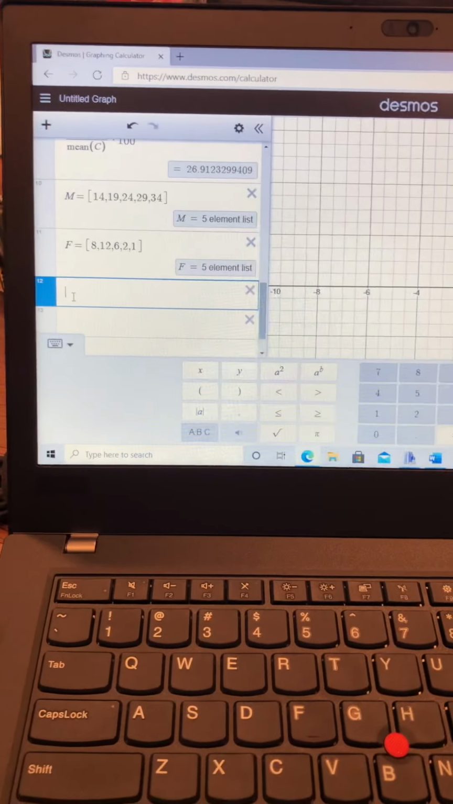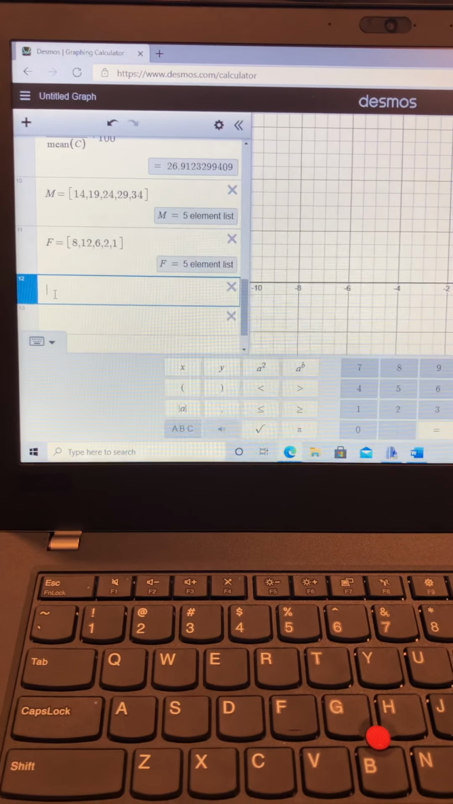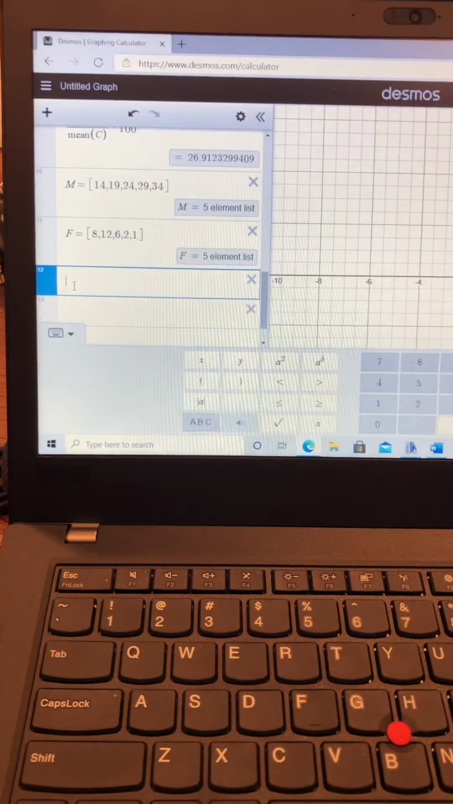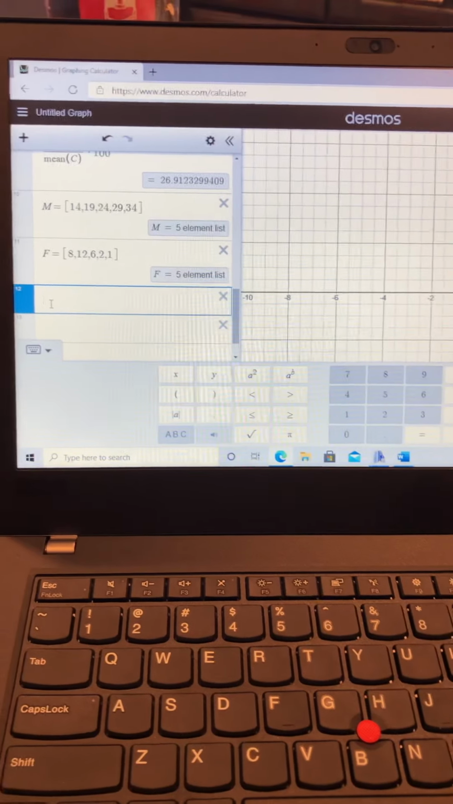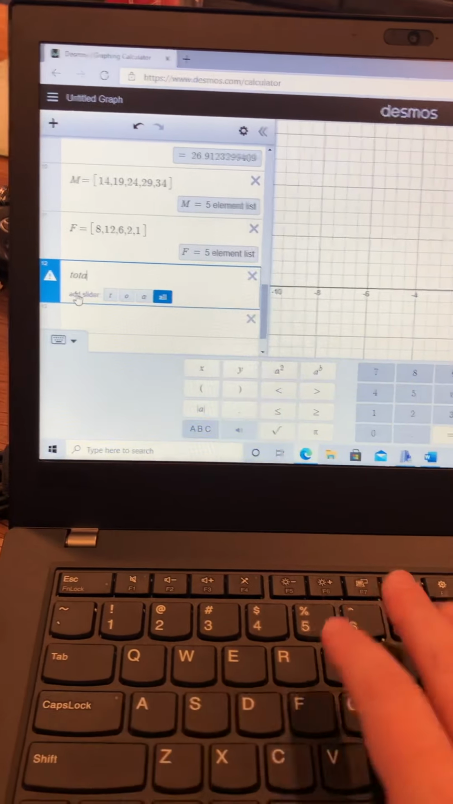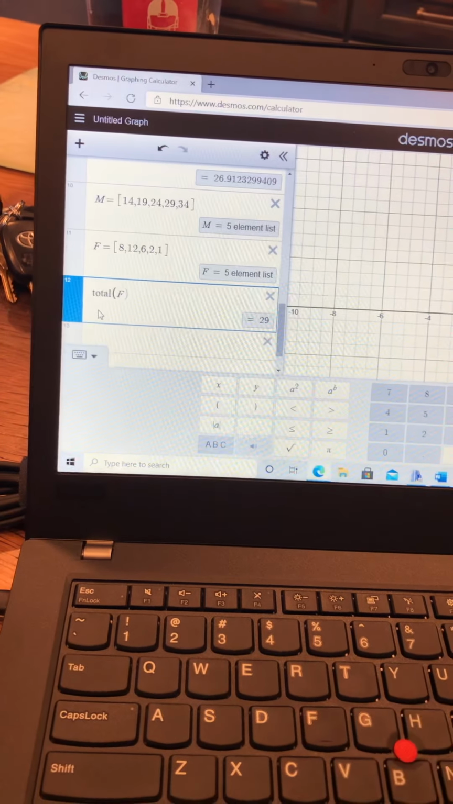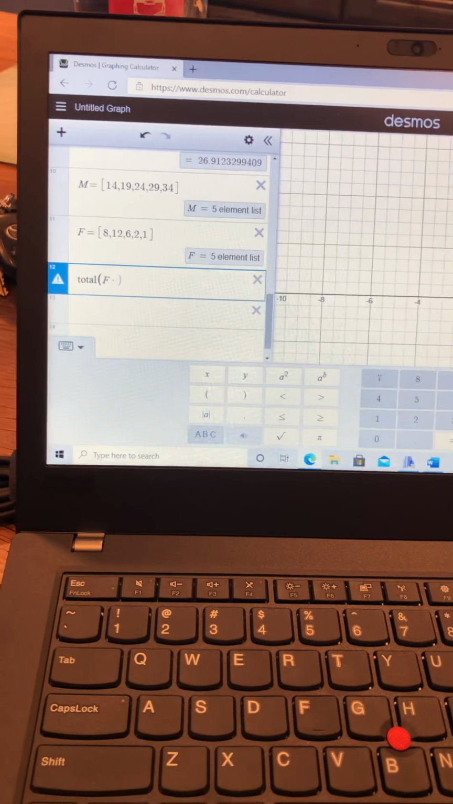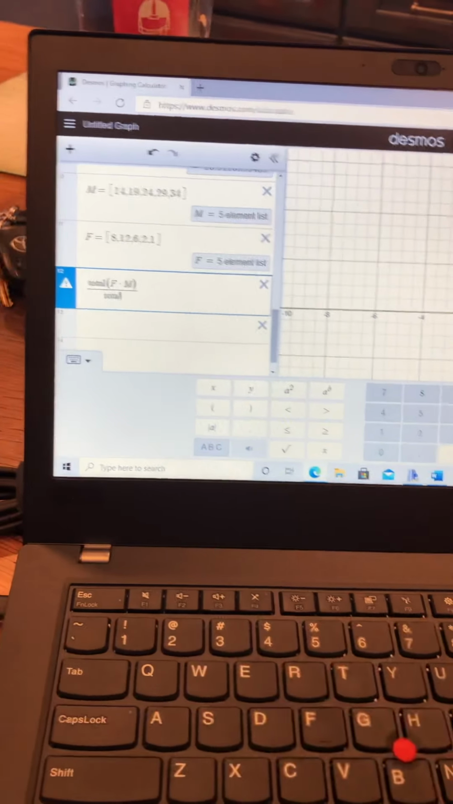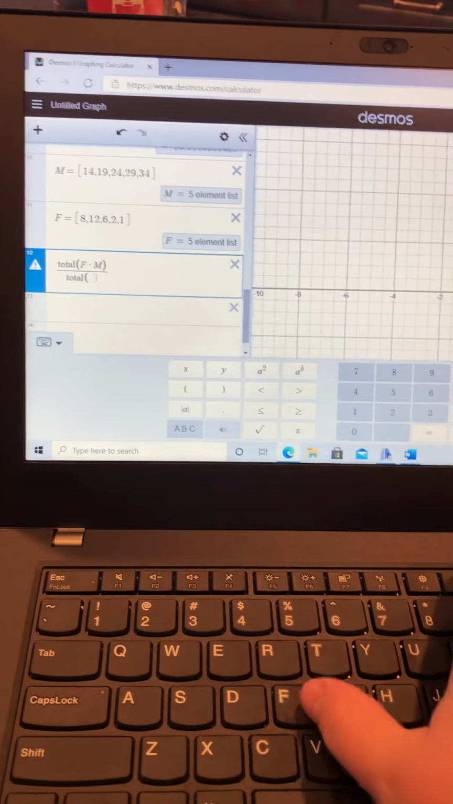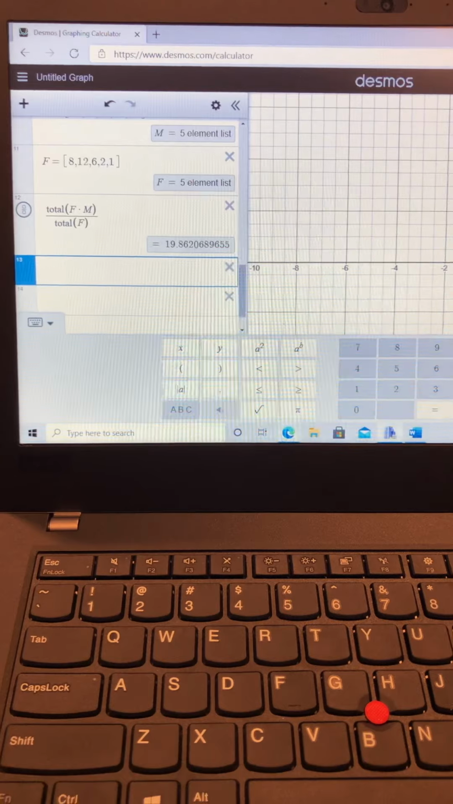Okay, so to do the mean, what I want to do is my sum of frequencies times my midpoints divided by the sum of frequencies. Now, for Desmos, you can't type in just sum, because that makes you do n equals 1 to something. So if you do total, that's the sum. So my total of my frequency times my midpoints, divided by the total of my frequencies, and it is 19.86, which is what we got on the calculator.